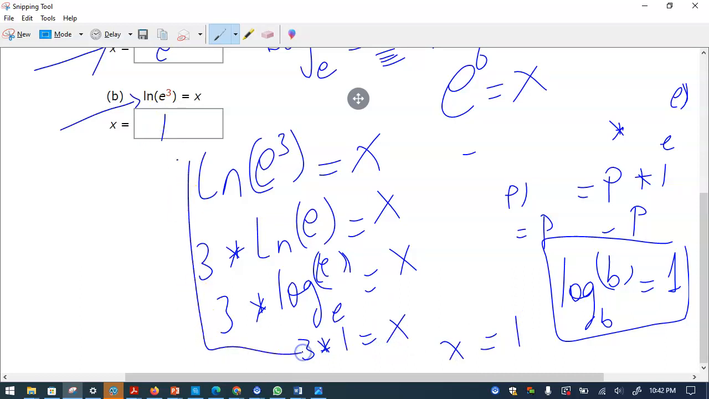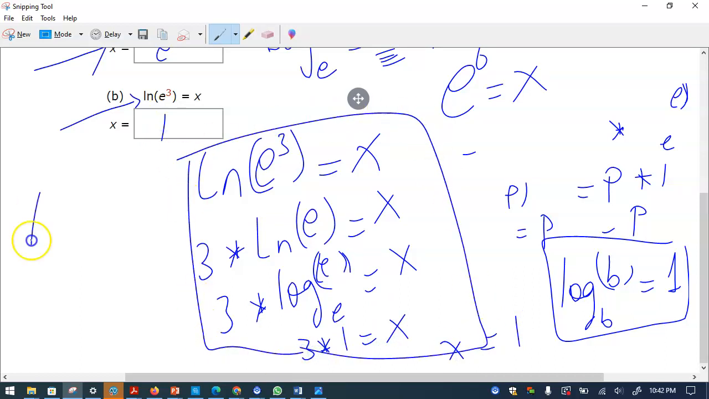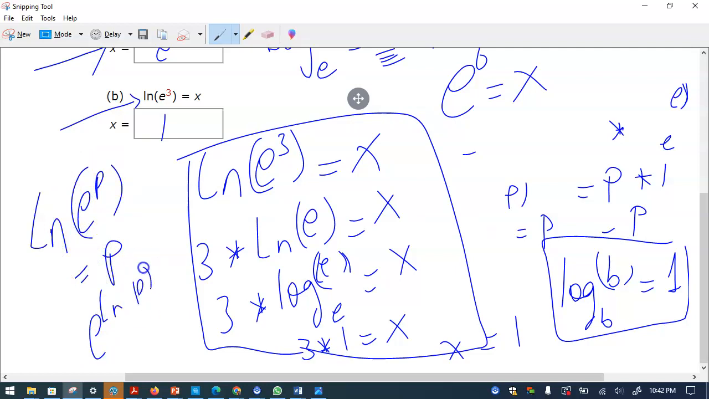So even though we show this step, we can directly see that if we have ln of e raised to p, remember it is just p. Or if we have e raised to ln of p, then also it is p. So e and ln are inverses of each other.